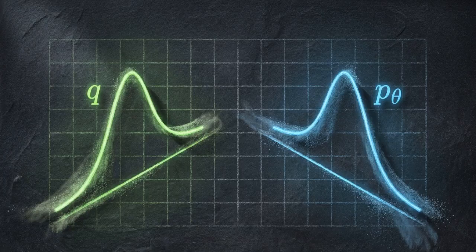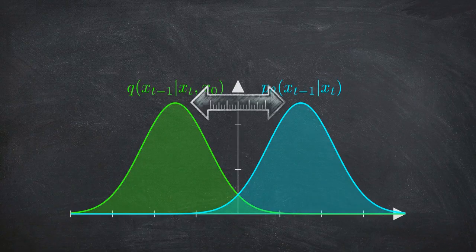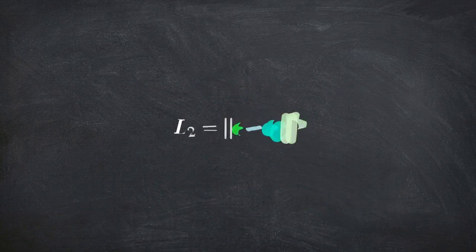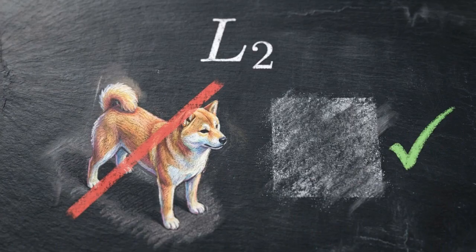Next, we structure the architecture to align with this finding. We define our parameterized neural network model, p theta, to also output a Gaussian distribution. Because both Q and p theta are now Gaussians with fixed variances, the KL divergence between them collapses into a direct comparison of their means. We are simply measuring the distance between the actual noise we injected and the noise the model predicts. This yields the final DDPM loss objective.